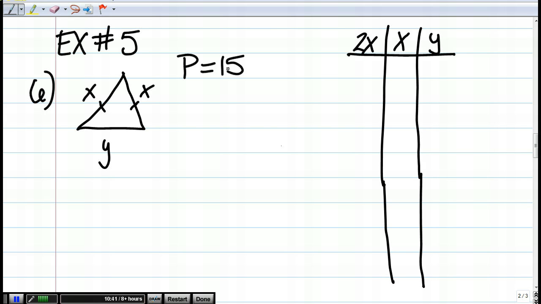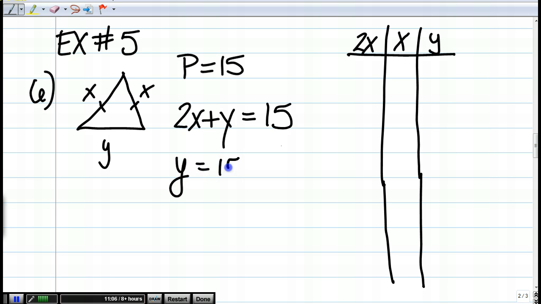So, an isosceles triangle means that two sides are the same. That's why I made these both x, because I know they're the same length. And then I have y because I don't know what y is. If I were to find the perimeter of this, I would add all my sides together and I would get 2x plus y equals my perimeter, which is 15. I want to solve for one of my variables, so I'm going to get y by itself, and I'm going to have 15 minus 2x.